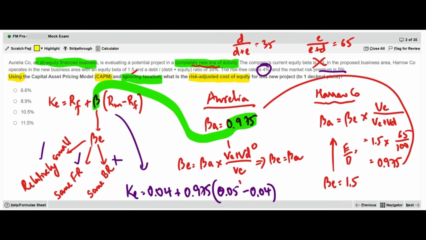Please note market risk premium is not RM. It is RM minus RF. So here is one of the most frequently made mistakes. You do not have to reduce 0.04. Why? It is already reduced. The word premium, you are supposed to realize, means RM minus RF. So once we calculate it, what do we get over here?